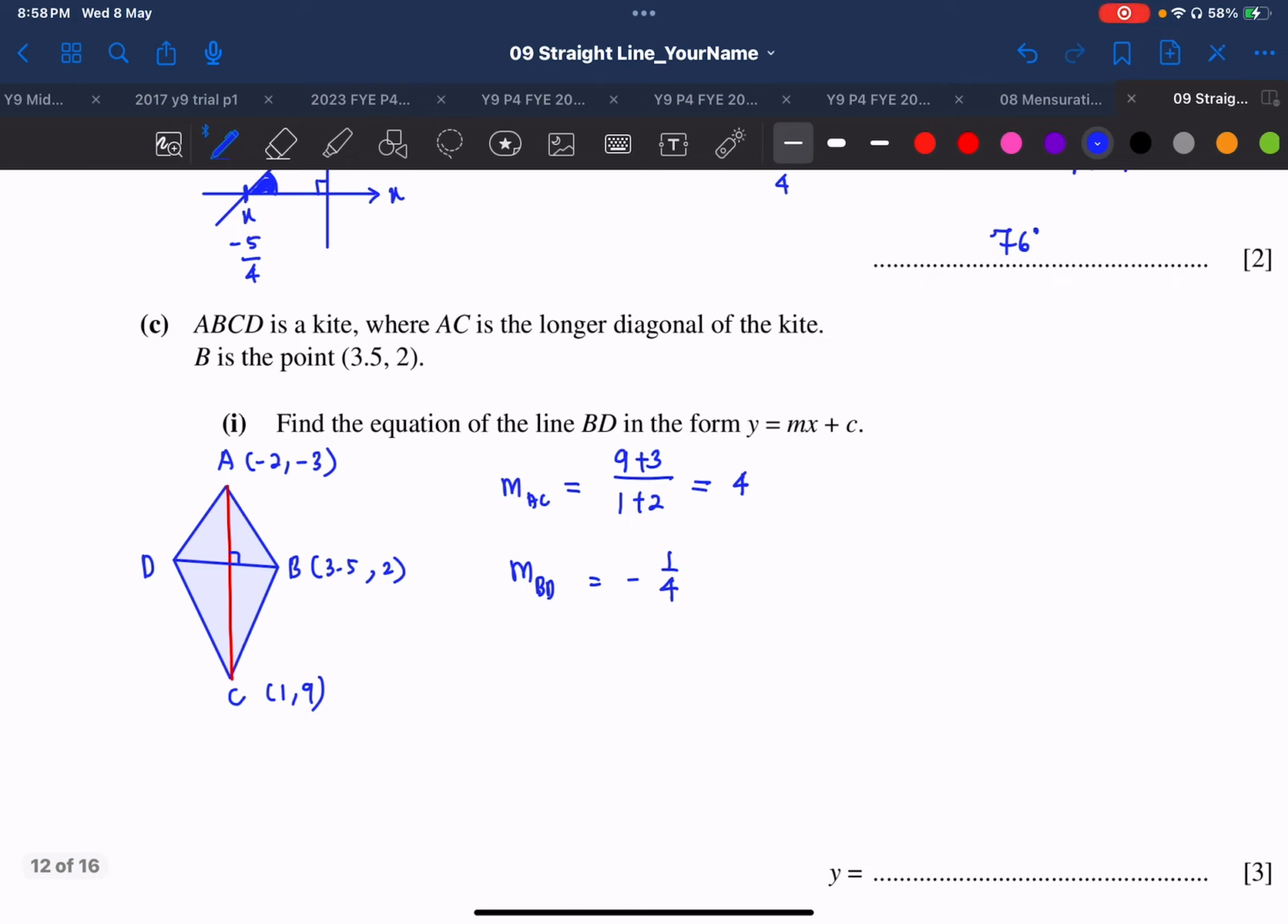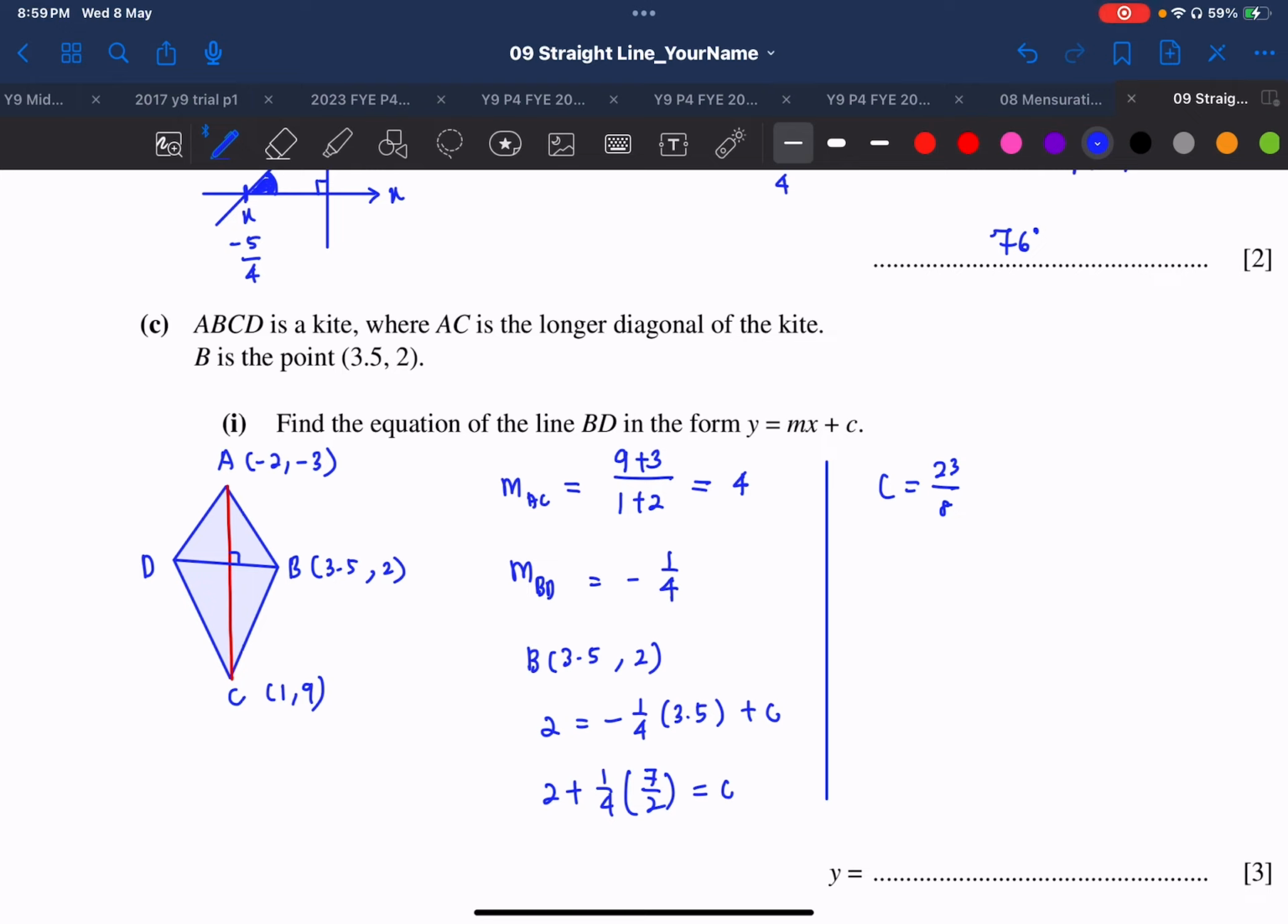So it passes through B. So meaning your y is 2 and your x is 3.5. So 2 equals negative 1 over 4 times 3.5 plus C. Okay, so 2 plus 1 over 4 times 3.5, which is 7 over 2, equals C. So my value of the C is 23 over 8. So conclusion, the equation of line BD is y equals negative 1 over 4x plus 23 over 8.